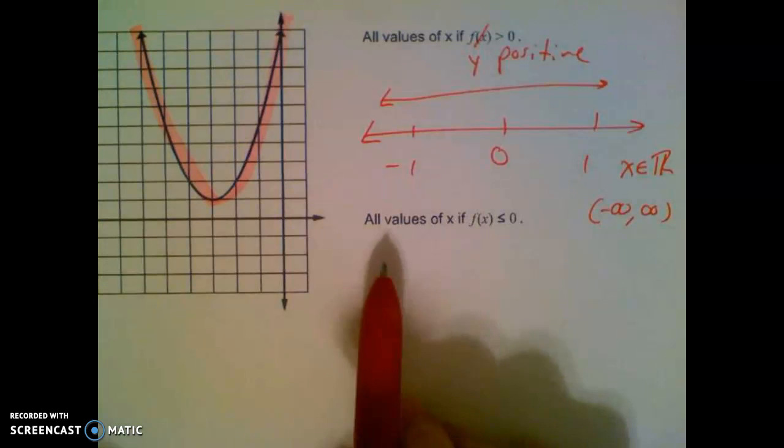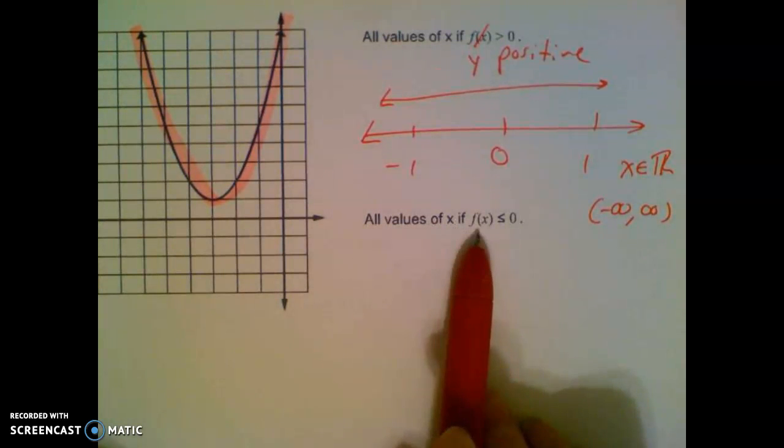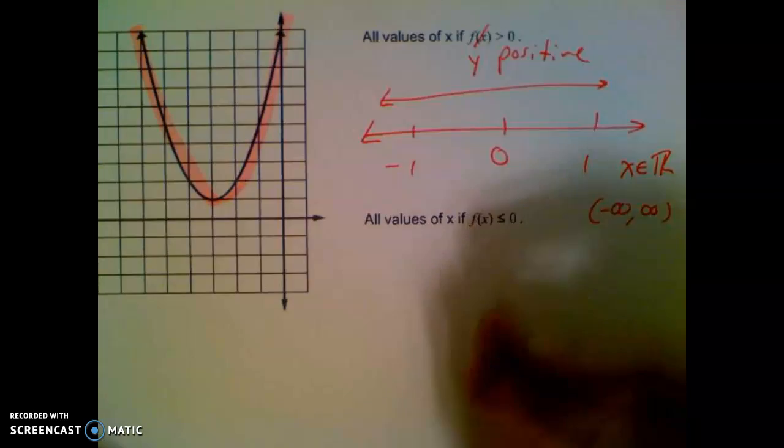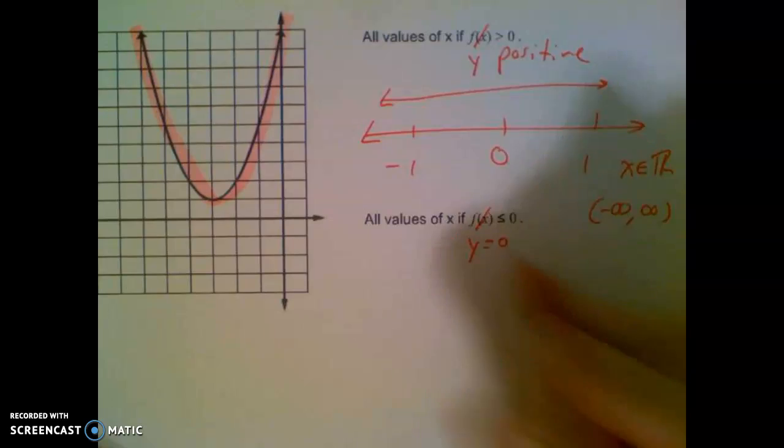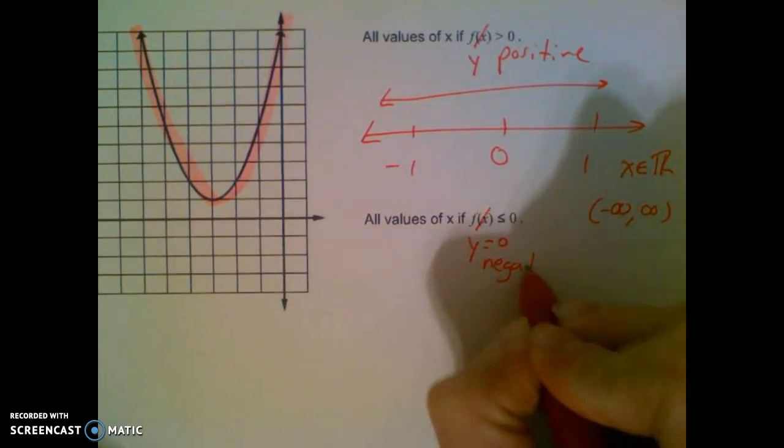Okay, the next question says all values of x if f of x is less than or equal to 0. Well, f of x is y. Less than or equal to 0 means it's either equal to 0 or it's a negative.